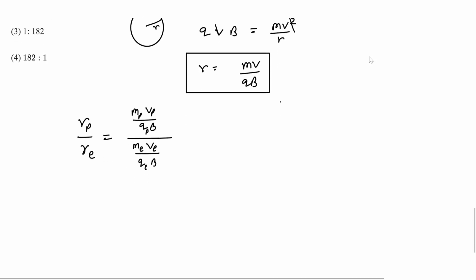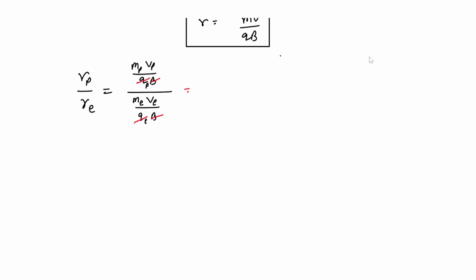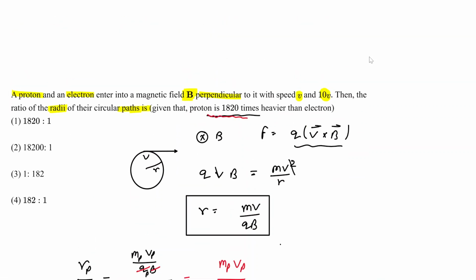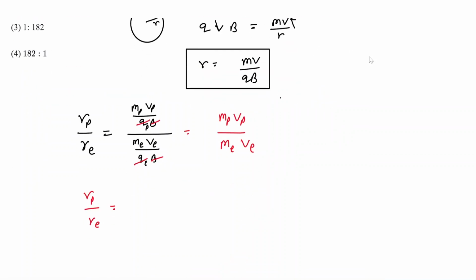Now if we see these things, the charge of proton and charge of electron are the same, so these will get cancelled out. The magnetic field is the same for both, so these will get cancelled out. So we are just left with mass of proton times velocity of proton divided by mass of electron times velocity of electron. Now, as we are aware, the proton is 1820 times heavier than the electron. It basically means that mass of proton is equal to 1820 times mass of electron.